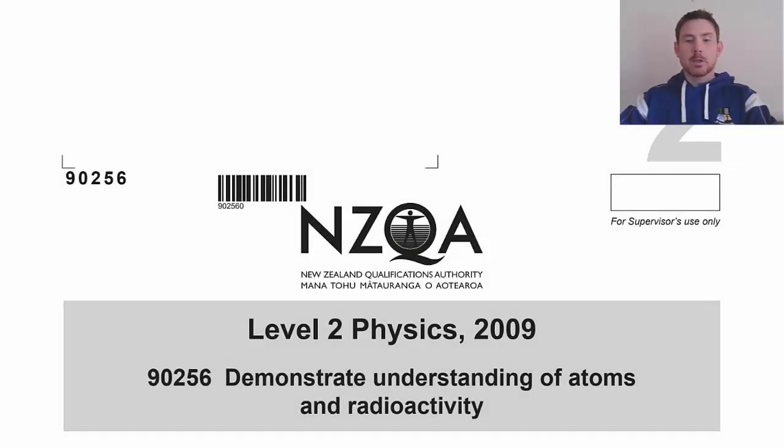In this video, we're going to be looking at an old paper for demonstrate understanding of atoms and radioactivity. So this is a 2009 paper, and as such, it doesn't cover everything that you might be asked to do in your assessment for the new version of this standard, which is 91172. In particular, this paper won't cover any aspect of mass being converted into energy according to the formula E equals mc squared. So you might want to do a little bit of practice on that as well.